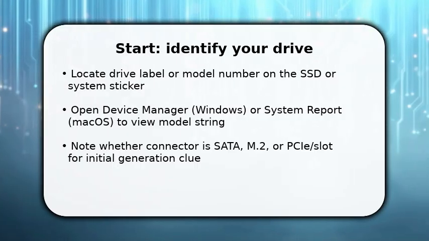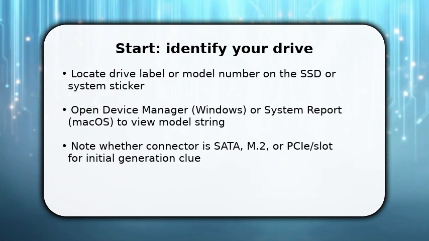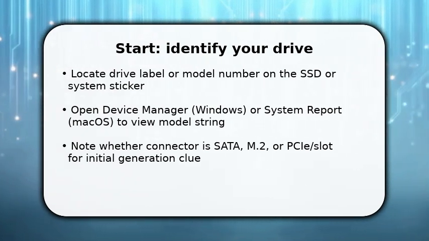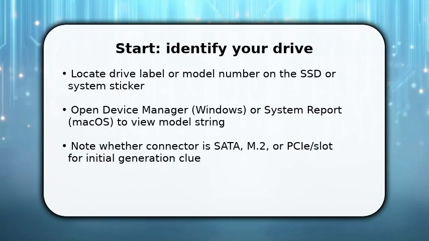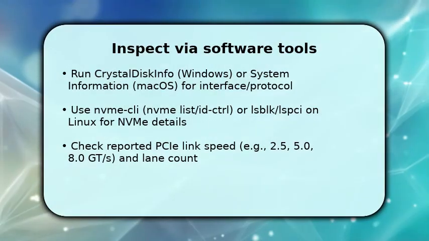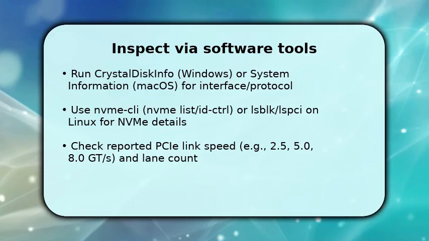Now that you have the model and interface, you're ready to run one quick software check to confirm the drive's protocol and capabilities. You'll now use tools to read the drive's reported protocol and link capabilities. On Windows, open CrystalDiskInfo to see whether the drive reports SATA or NVMe. On macOS, use System Information.